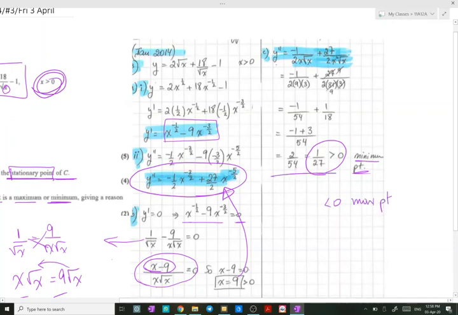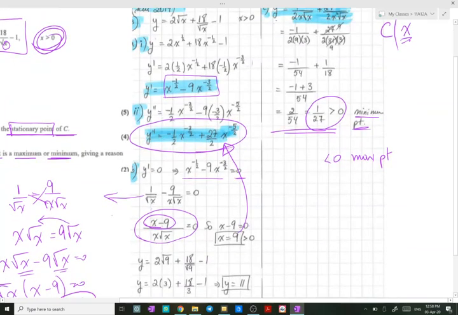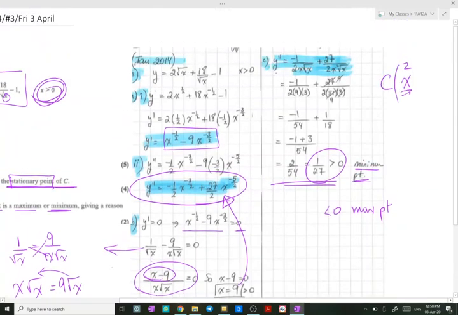So in this case here, when you replace the value of x, the x-coordinate of C, which is equal to 9, in the second derivative, you found that the value of the second derivative is greater than 0, then you should conclude that this is a minimum point. So C is a minimum point.